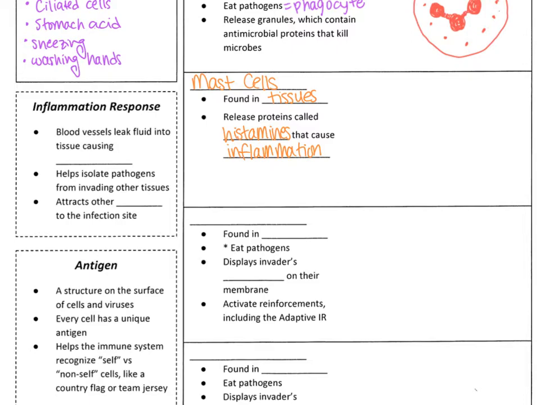Let's talk a little bit more about the inflammation response. So I'm going over to this box here. The inflammation response is when blood vessels will leak fluid into the surrounding tissues, causing swelling.